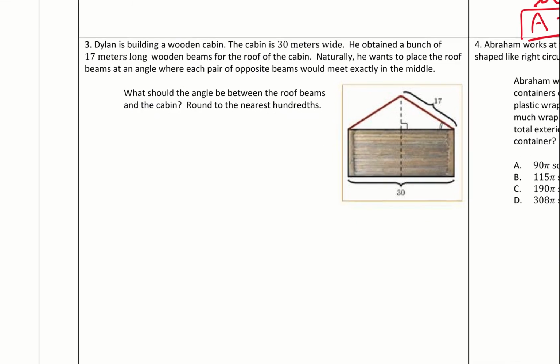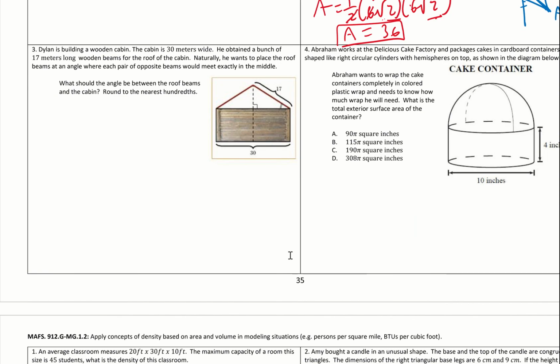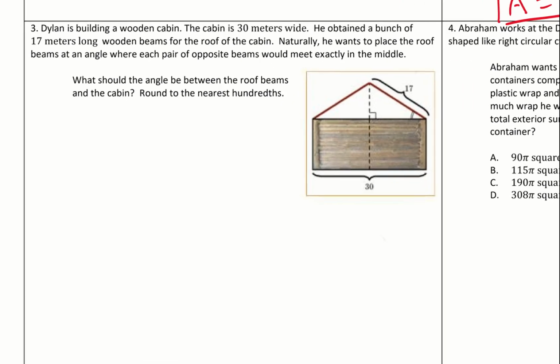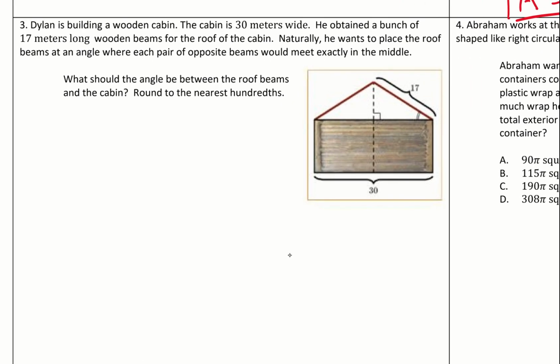All right, so let's see here. We've got a couple of pages after this, so we're going to try to get through this as quickly as we can. Dylan is building a wooden cabin.